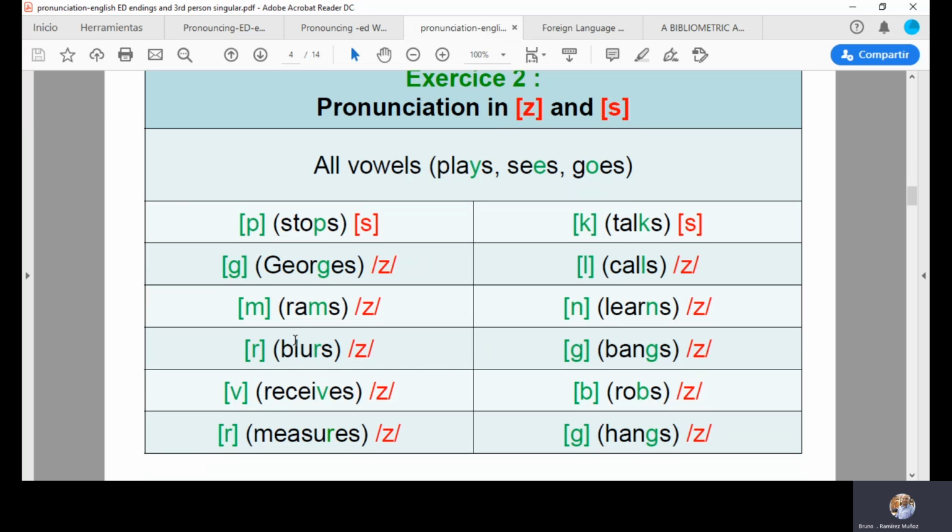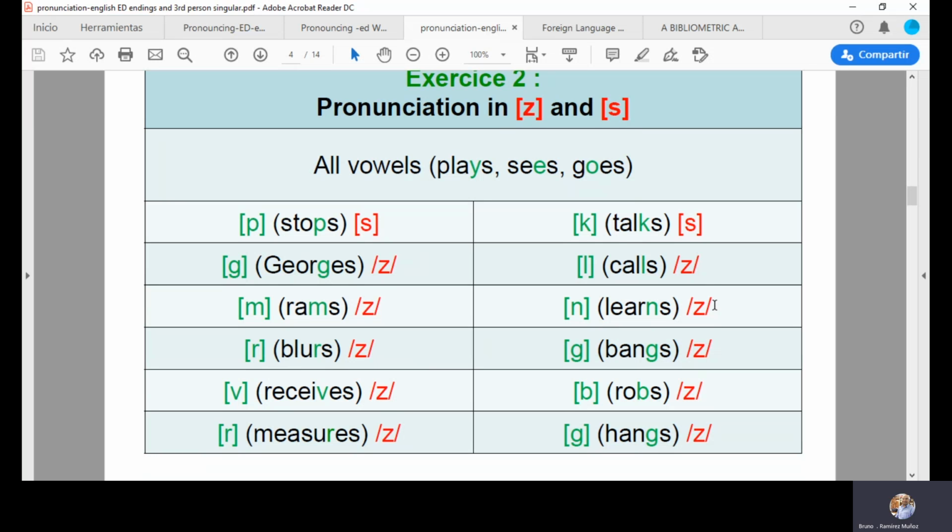Now, in this exercise, we have stop becomes stops, ram becomes rams, blur becomes blurs, receive becomes receives, measure becomes measures, talk becomes talks, call becomes calls, learn becomes learns, bang becomes bangs, rob becomes robs, hang becomes hangs.